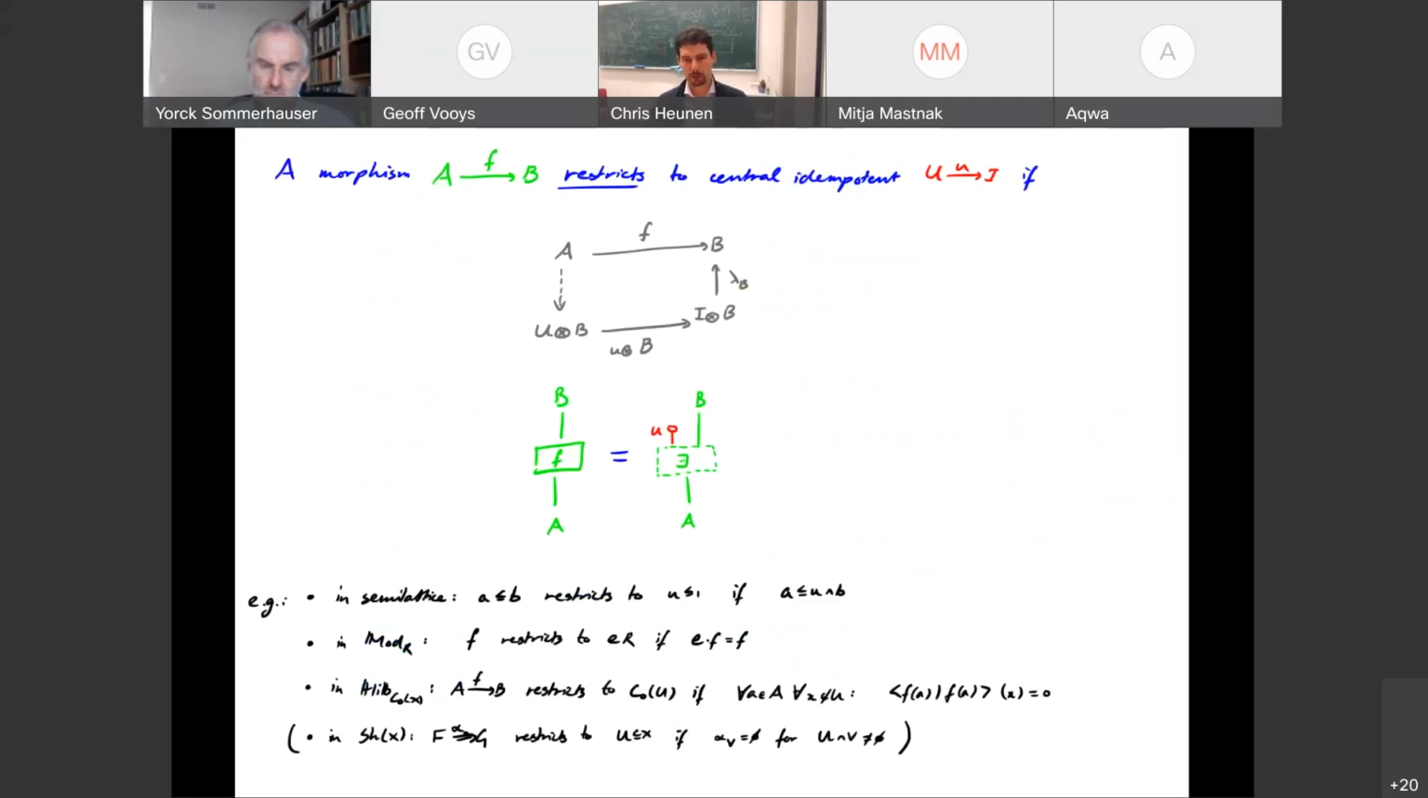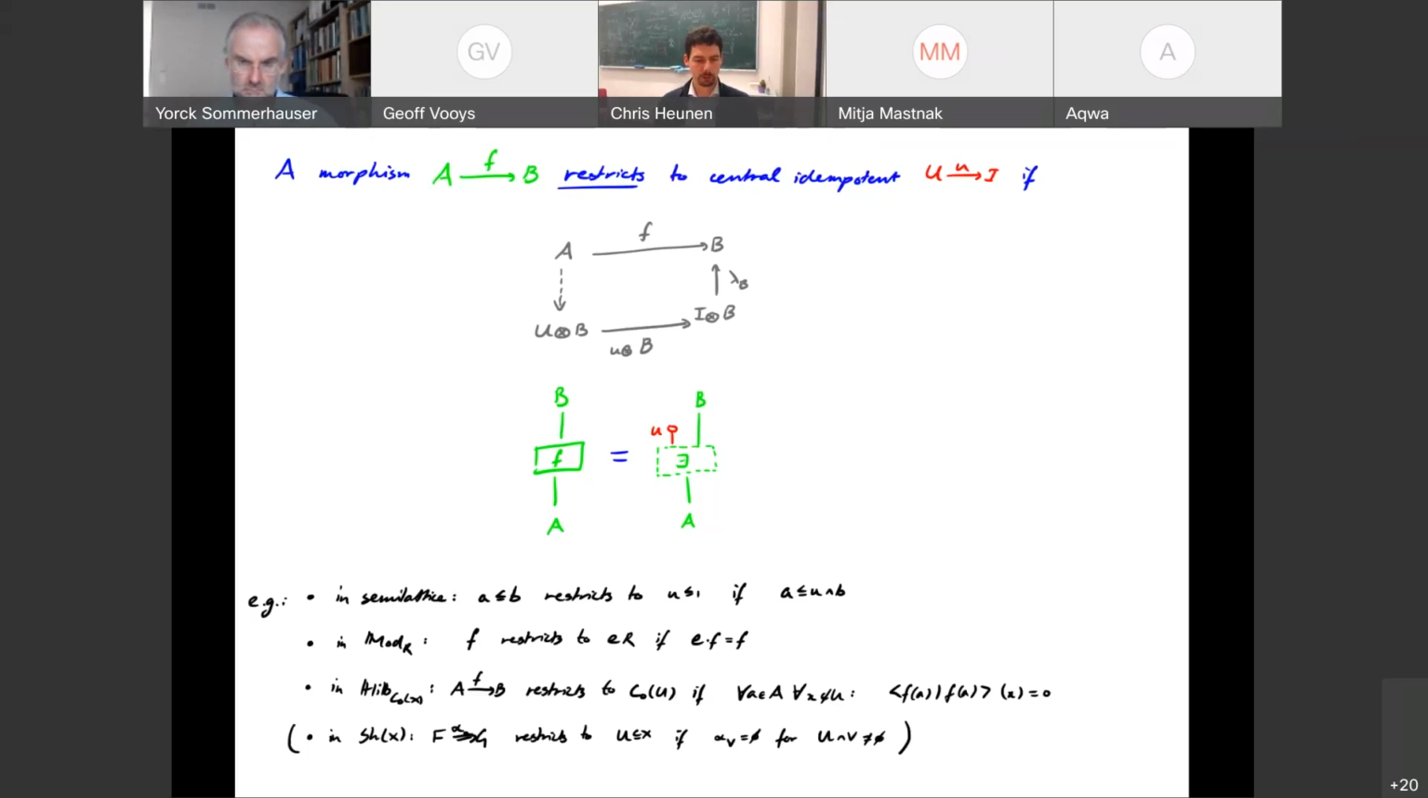Now I'd like to connect this topological intuition to the rest of the morphisms in the category. I'm going to say that an arbitrary morphism F from arbitrary A to arbitrary B restricts to a fixed central idempotent U if the following happens. I want F to factor through U tensor B, where I just forget about the U and then use the unitor. So in pictures, F has to look like this. There has to be something in the box such that F equals doing the thing in the box and then forgetting about U. You should think about this as F really living only over the open set that U corresponds to.